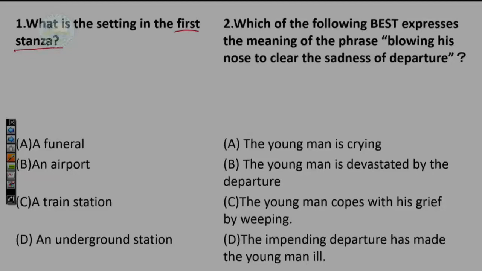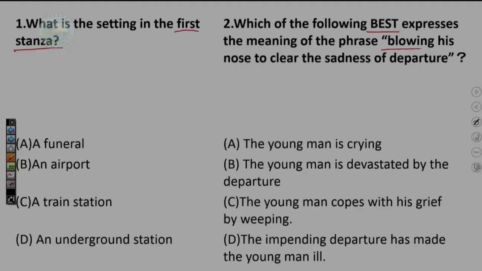The next question asks, which of the following best expresses the meaning of the phrase, blowing his nose to clear the sadness of departure? Two things you have to pay attention to when you have a question like this. First of all, it says which of the following best expresses the meaning of the phrase. It means that there may be other options that also express the meaning, but which of the 4 is the best one of the options presented? The second thing you have to pay attention to before you hear the passage is they've given you a quotation to listen out for.